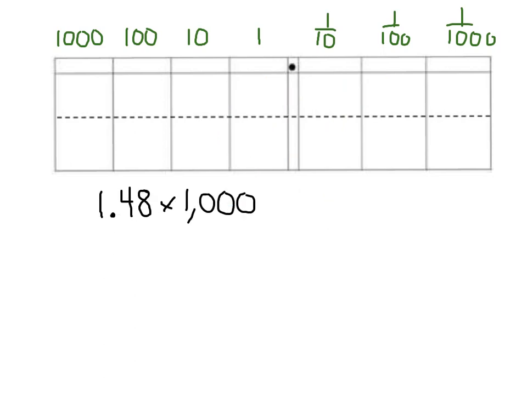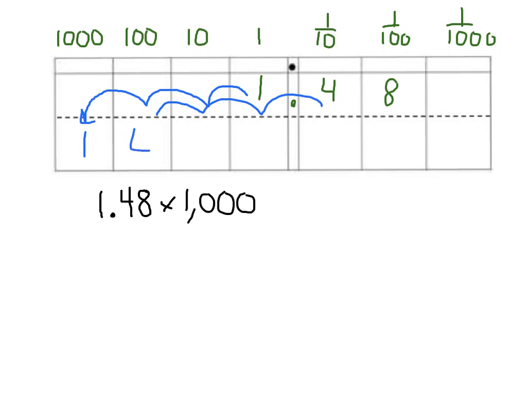For this next problem, I'm multiplying 1 and 48 hundredths times 1,000. So again, I'm going to start out by writing my original number on my place value chart. Decimal stays put. If I want to make my number 1,000 times larger, I need to move that 1 10, 100, 1,000 times larger. That's 3 places to the left. I'm going to make this 10 times larger, 100 times, 1,000 times larger. My decimal point stays put.